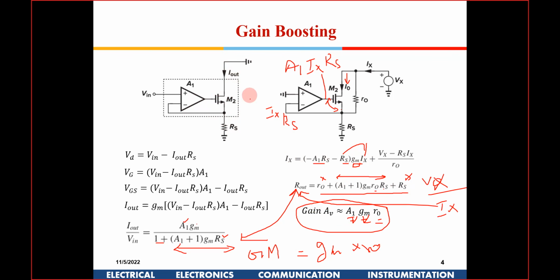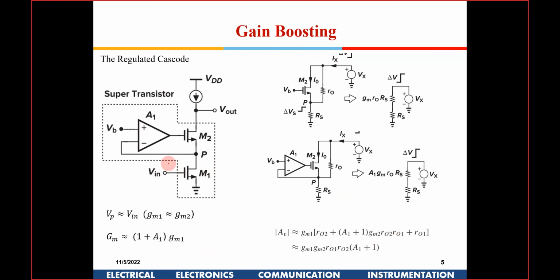So here you will find you don't have to put so many transistors one above the other and compromise on the headroom availability. So you can do these kinds of things. This is known as a gain boosting circuit. So I can implement that circuit. I can also have a cascode.